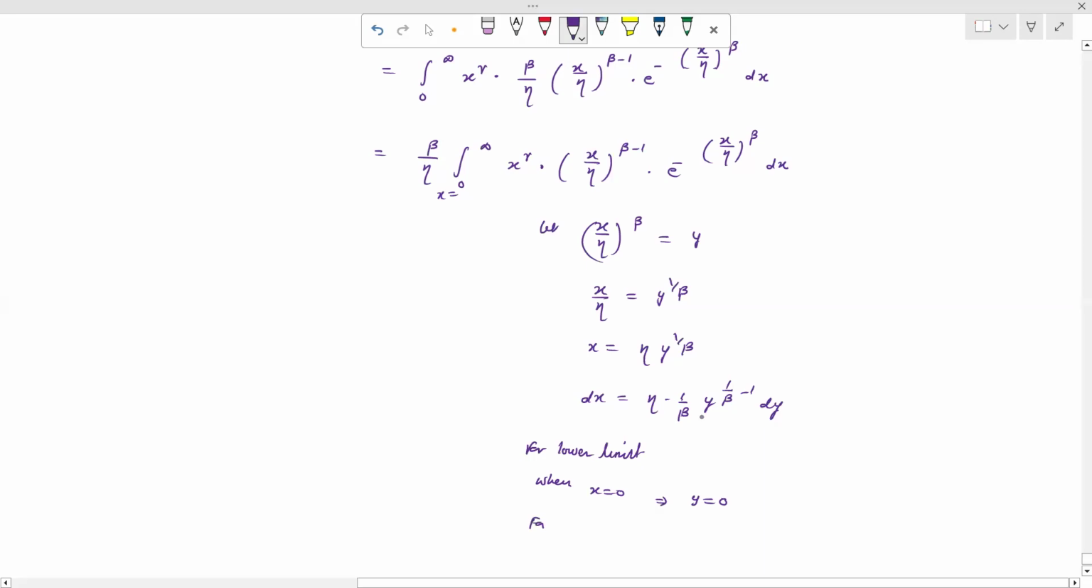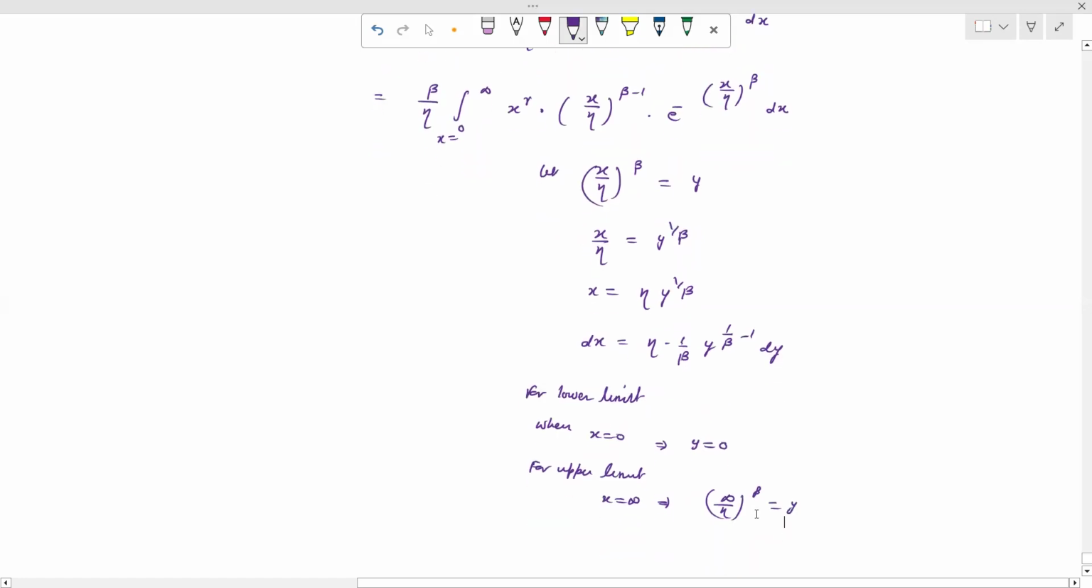For the upper limit, x is equal to infinity. So (infinity upon eta) raised to the power beta is equal to y. Infinity upon something, raised to a power, is infinity. So this gives us infinity. So the lower limit is 0 and the upper limit is infinity. These are the limits for y.